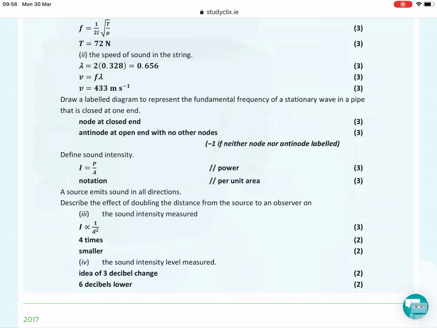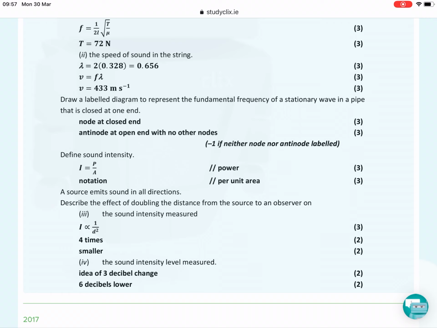So in this case, I've gone twice as far. Originally the distance was 1, and if I've doubled it, the distance can be 2, so it's 2 squared, which is 4 times smaller. So the sound intensity has gotten 4 times smaller when I double the distance. And then finally the last bit, if it's getting 4 times smaller, we can see the sound intensity level measured there.